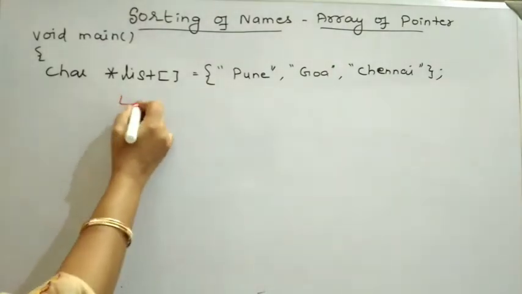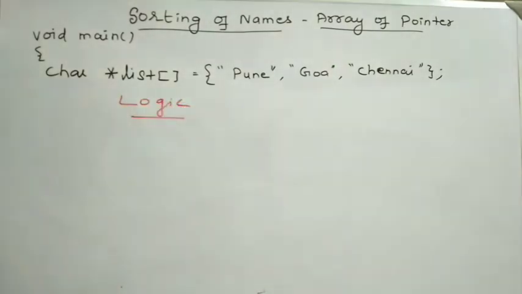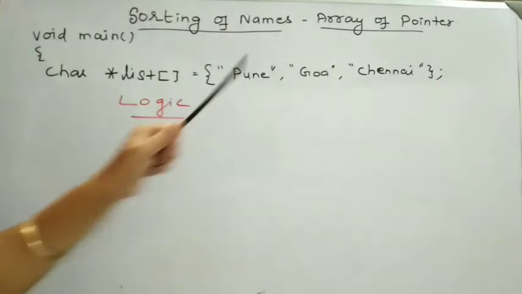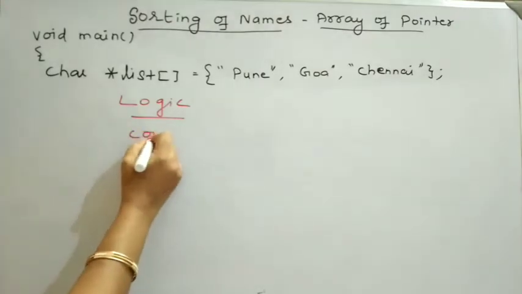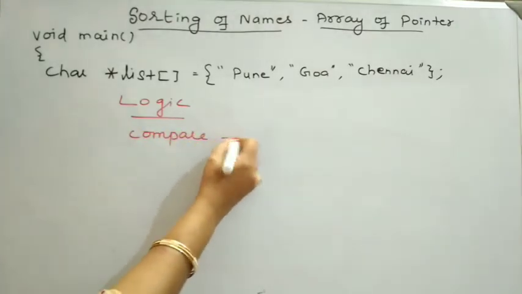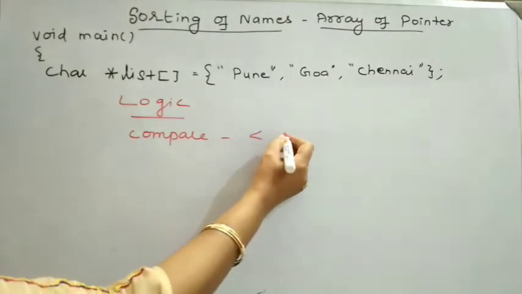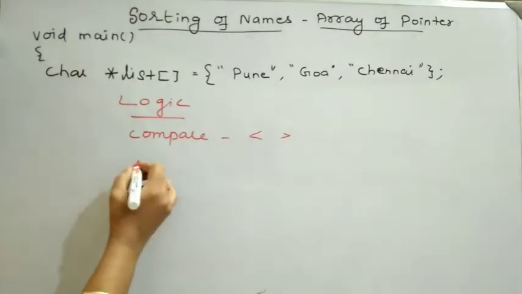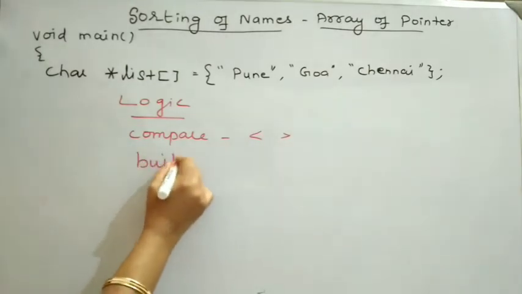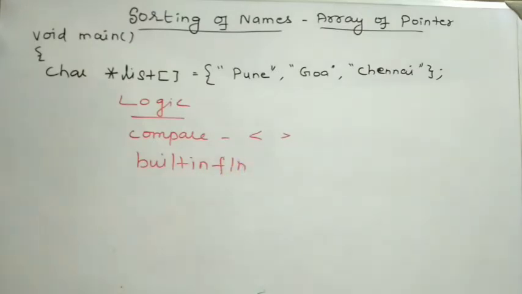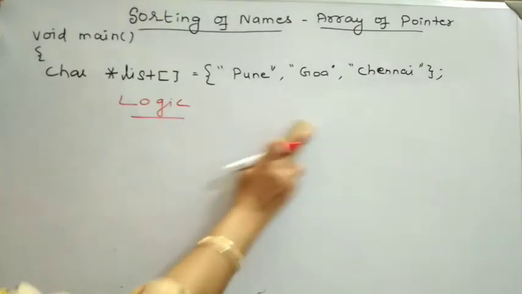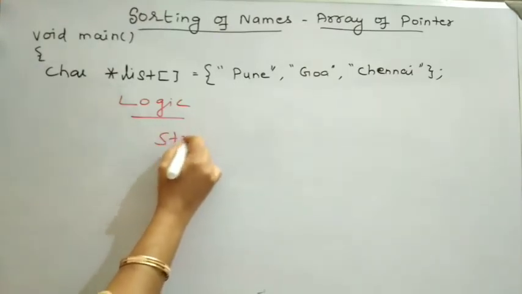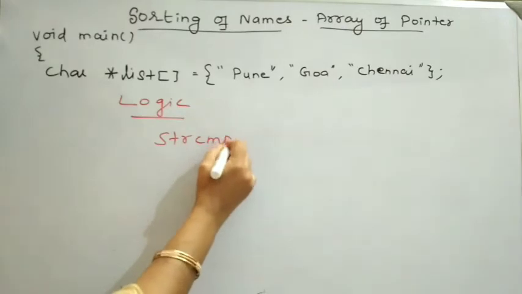Okay, next we will discuss the logic behind my program. If I want to arrange the string values in alphabetical order, we need to compare these string values. If I want to compare character or integer values, I can make use of the relational operators. Since mine is a string value, I can make use of a built-in function. So what built-in function can I make use of? I can make use of strcmp, that is, string compare.